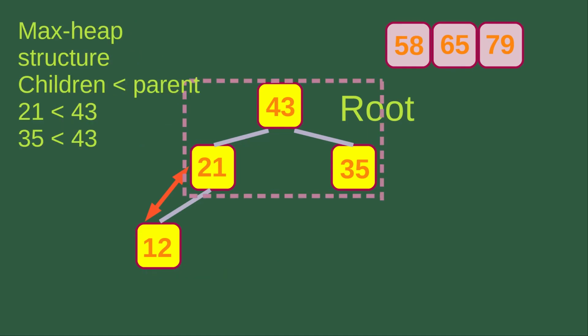And after the swapping mentioned previously, we need to check again the very first subtree to see if the max heap structure is disrupted or not. So according to the subtree here, the max heap structure can still be maintained after the swapping between 12 and 21. Why? Because the children are still smaller than the parent, so we have 21 being smaller than 43 and 35 being smaller than 43 again.